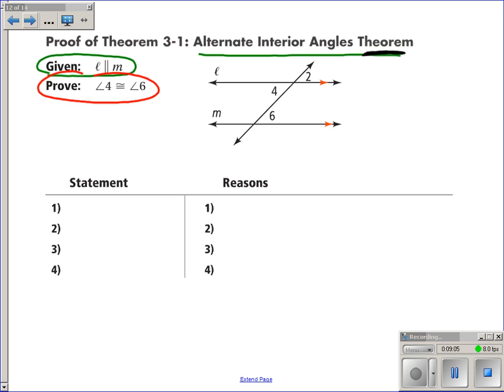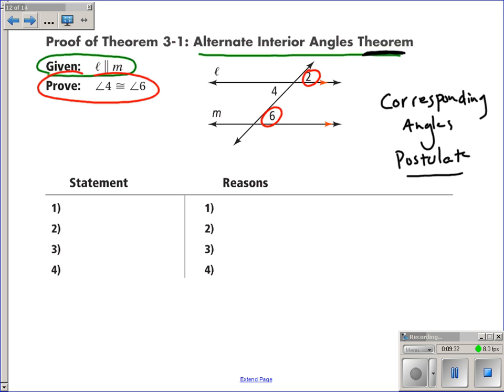Okay, now keep in mind that we can use the corresponding angles postulate. Okay, now although we haven't proved this, it's a postulate, and therefore we can use it without proving it. Okay, so if you look at the diagram, which angles are corresponding angles? Well, 6 and 2 are corresponding angles, so by this postulate, we know that they are congruent.